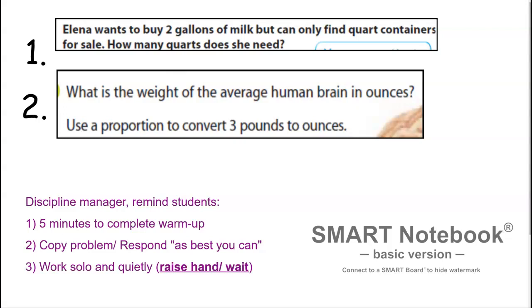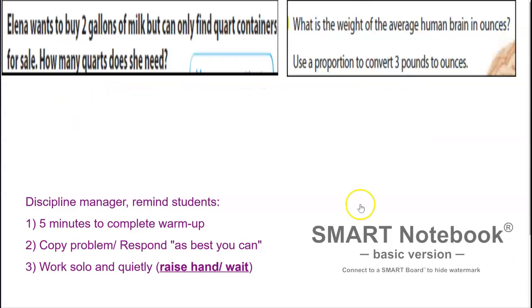Let's go ahead and get into today's 8.3, 8.4. You'll have problems that look like this coming in. I've separated them like this so I can work both of these problems, and I'm going to work both of them in two ways so that 8.3 and 8.4 just come together real nicely. This one says Elena wants to buy 2 gallons of milk but can only find quart containers for sale. How many quarts does she need?